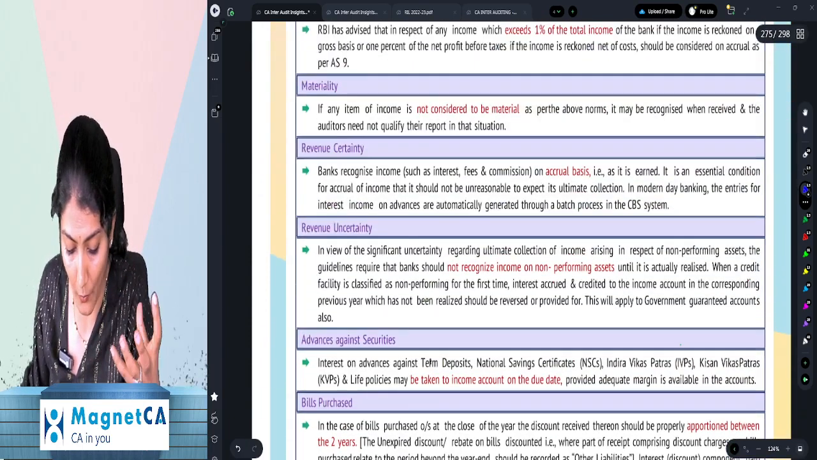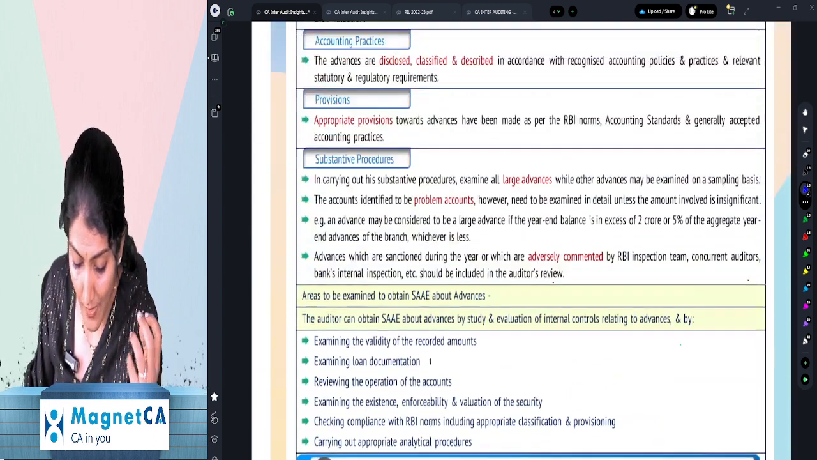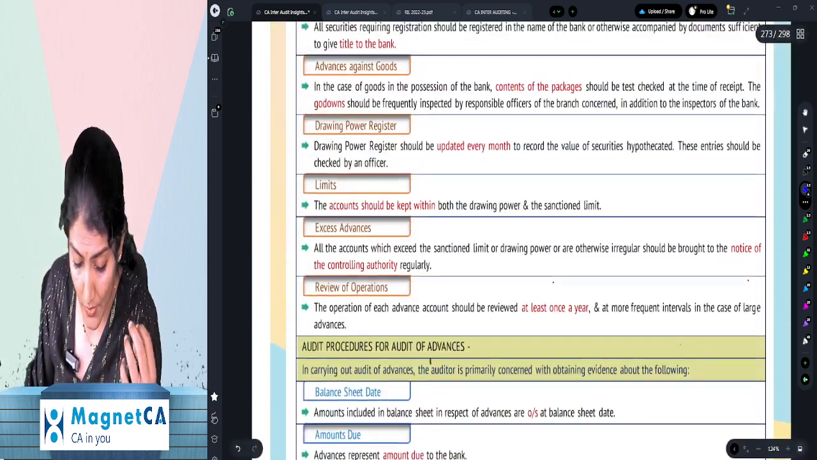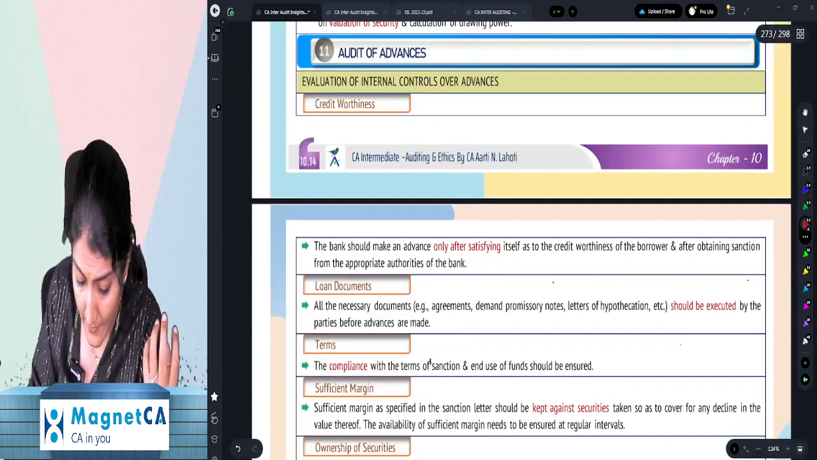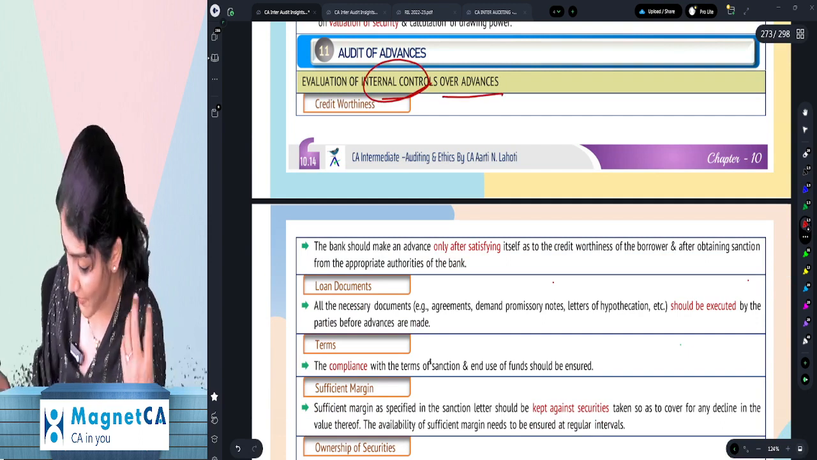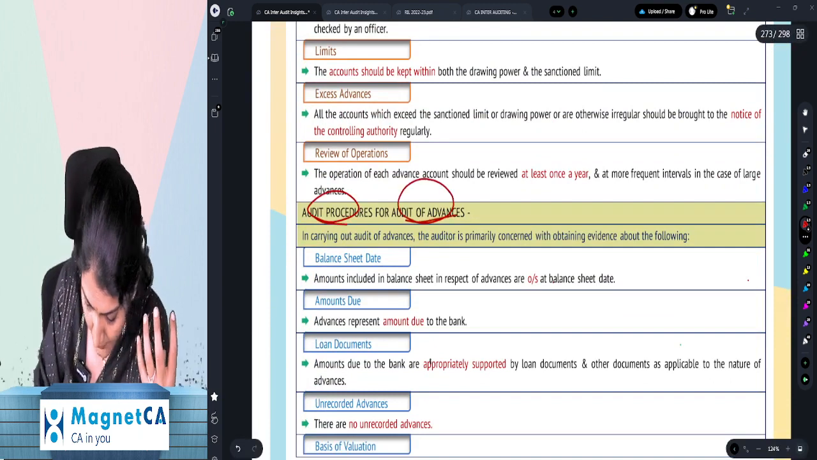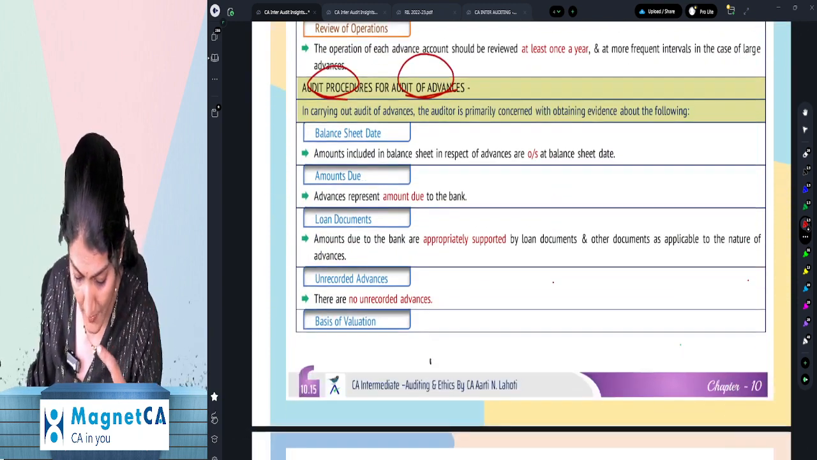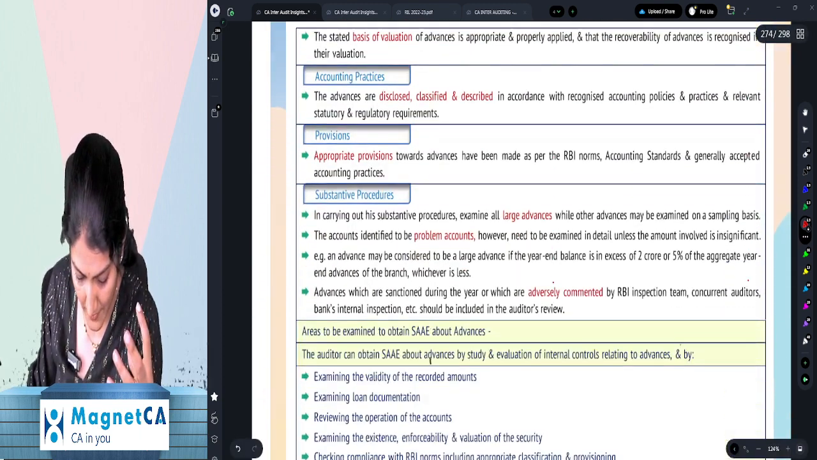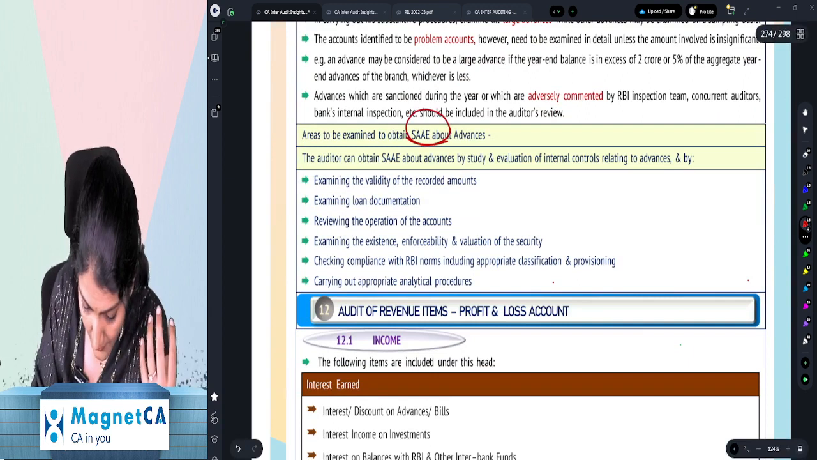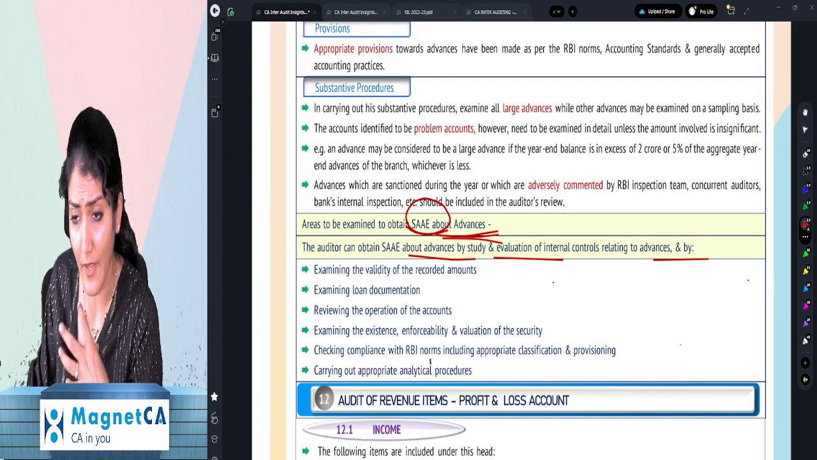Now we are going to talk about the audit of the advances of the bank. For the audit of the advances, one, auditor, you need to check the internal control over the advances. Then what are the audit procedures for the audit of the advances. And the third question is regarding the recoverability of the advances. As an auditor, what sufficient appropriate evidence would you like to obtain regarding the recoverability of the advances?